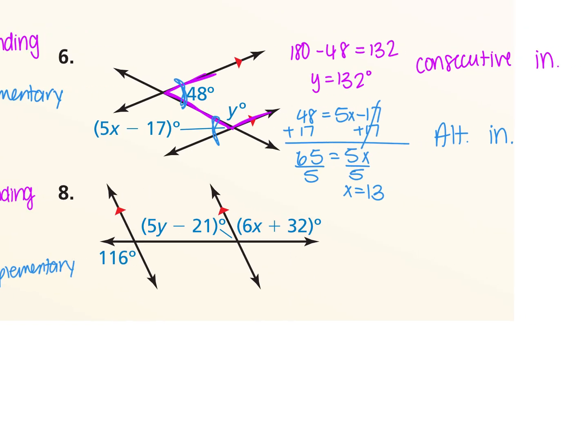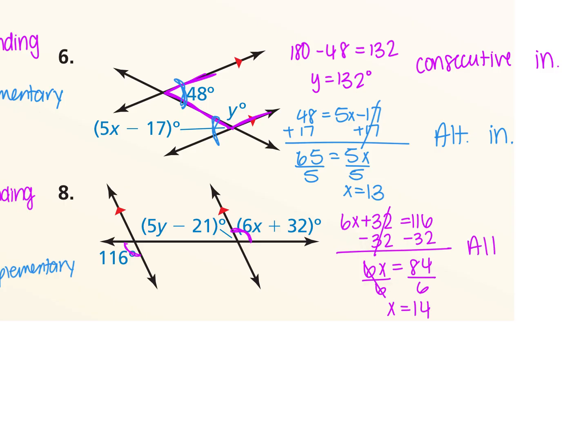Number 8. For number 8, I'm going to go ahead and find my x first, because that, to me, I'm able to identify, which is right here. These are alternate exterior angles, and alternate exterior angles are congruent. So setting it up as 6x plus 32 equals 116, and then I'm solving for x. So 6x equals 84. X equals 14. And these are alternate exterior angles.